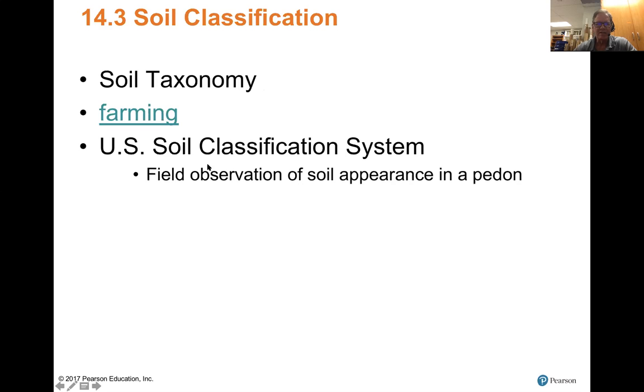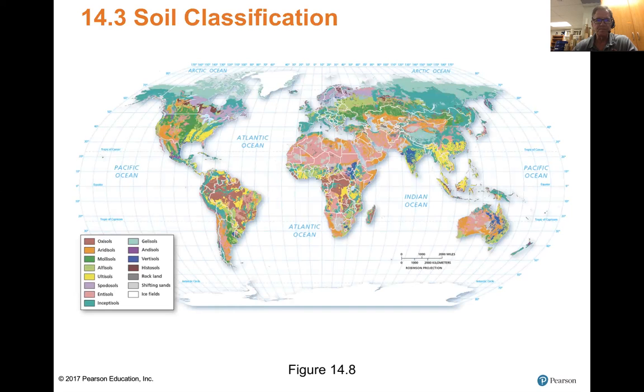And this is done, the United States has what we call a soil classification system, where you go out into the field, you observe the soil appearance and impedance, and then you decide what type of soil it is, and then we create maps based on these soil regions. So go over and watch this soil video in the module on farming, and it will show why this is so important for agriculture.